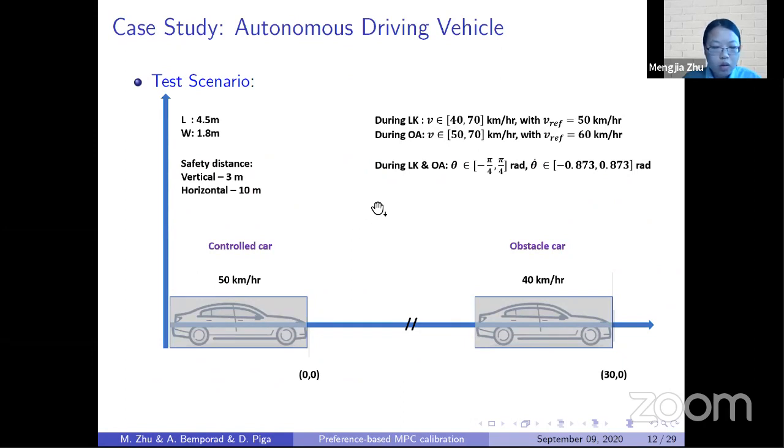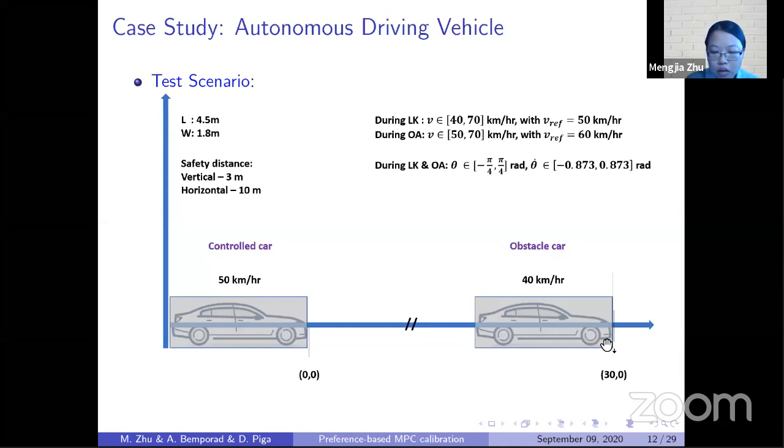So here, the preference-based tuning algorithm is tested on an autonomous driving vehicle case study. The test scenario is illustrated here. The controlled car starts at position 0, 0 with a steering angle equal to 0 radians, and the obstacle car is 30 meters horizontally apart and moving at a constant speed of 40 kilometers per hour with a constant steering angle of 0 radians. Both vehicles are assumed to have a simplified rectangular shape with these dimensions.